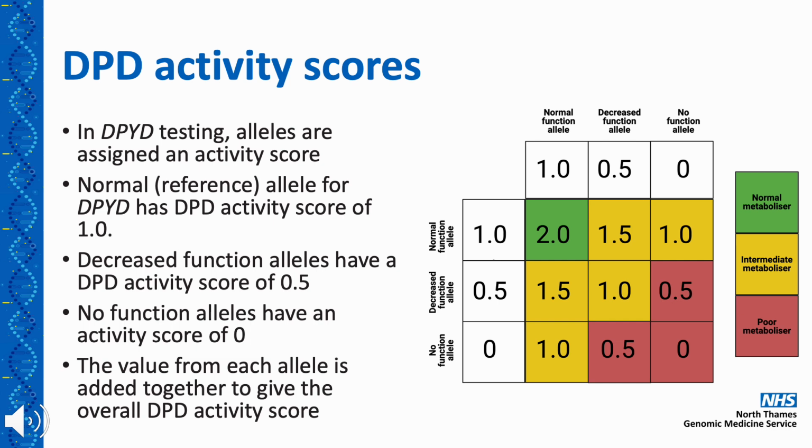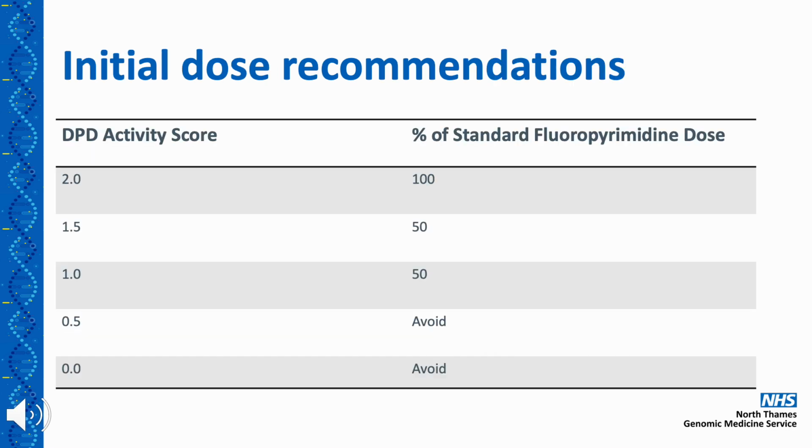In DPYD testing, alleles are assigned an activity score, and these activity scores are used to guide treatment. The normal function allele has a DPD activity score of 1. Decreased function alleles have scores of 0.5 and no function alleles have a score of 0. The scores from each allele are added together to provide a total DPD activity score. Patients with a score of 2 are normal metabolizers. Those with a score of 1.5 or 1 are intermediate metabolizers, while those with a score of 0.5 or 0 are poor metabolizers.